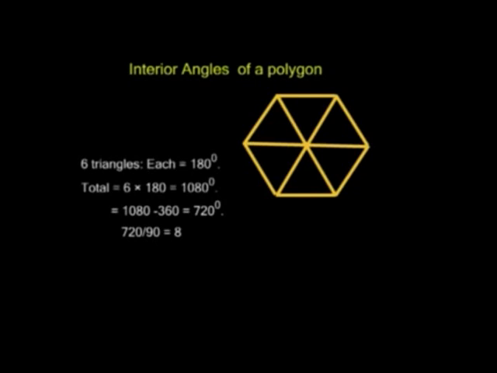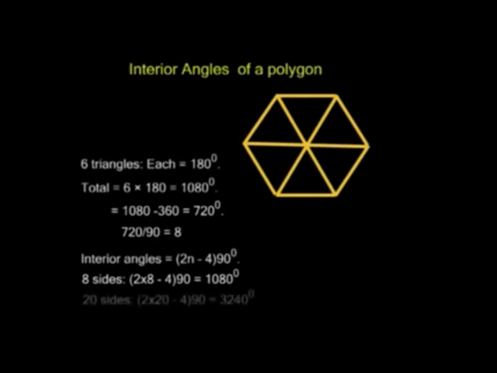Knowing that a right angle is 90 degrees, then the formula for finding the sum of the interior angles of a polygon is given by 2n minus 4, everything multiplied by 90, where n is the number of sides of that polygon. For example, if we have an octagon with 8 sides, the total sum of the interior angles is 2 times 8 minus 4, everything multiplied by 90, and we get 1080. For 20 sides, we have 2 times 20 minus 4, everything multiplied by 90 to give us 3240 degrees.